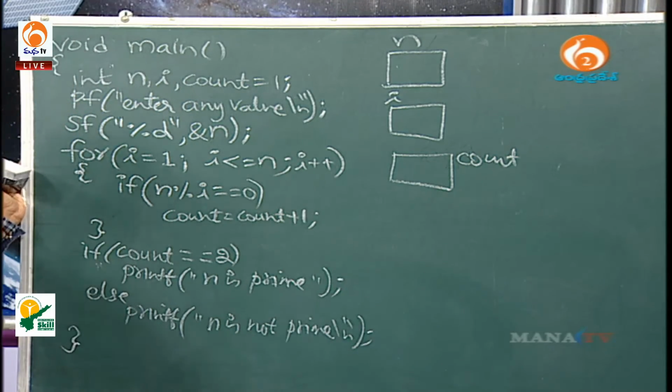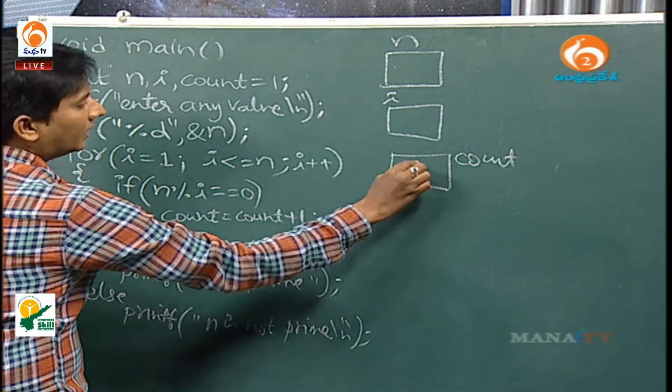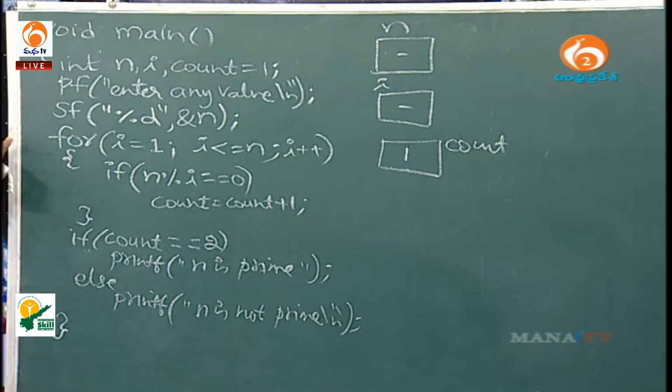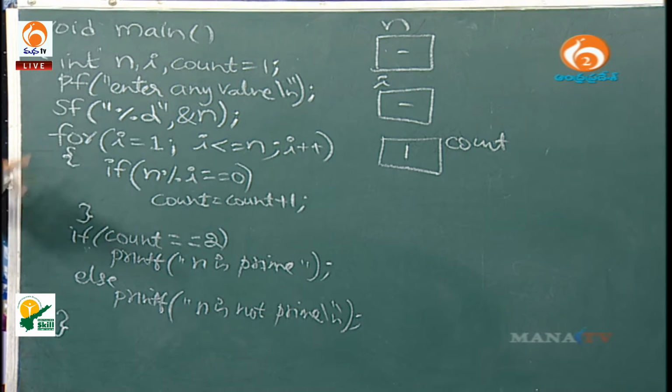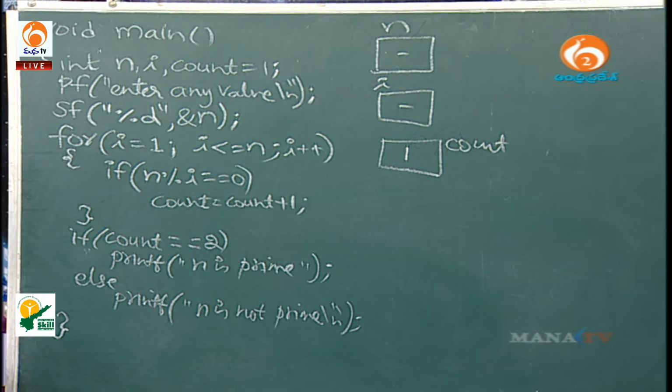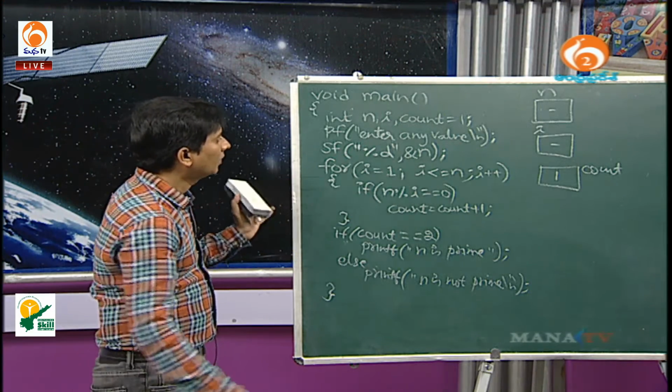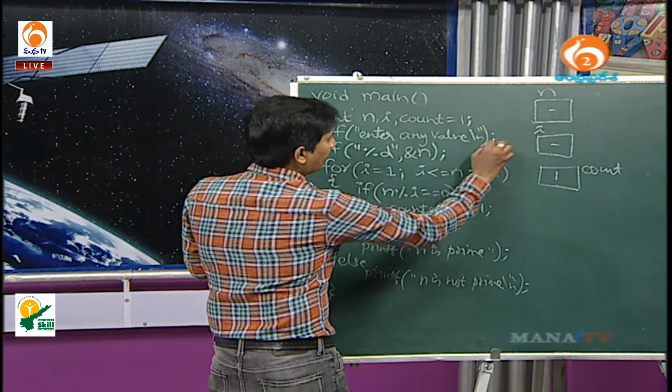These 3 variables are created. Initially count contains 1, which is a garbage value. Next, we are asking the user to enter any value to be checked. Here I entered 5.